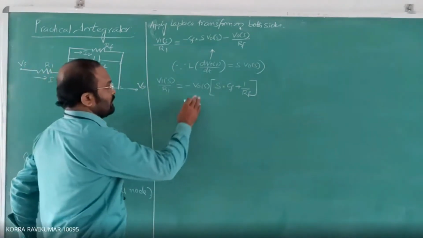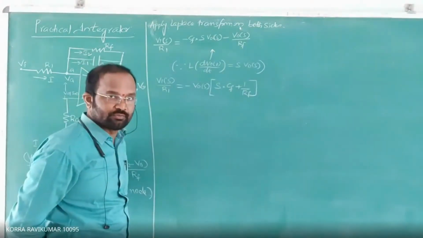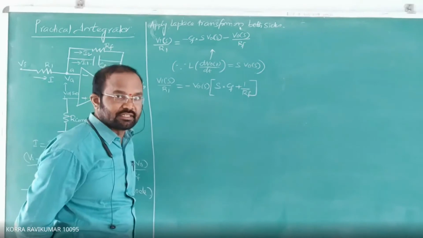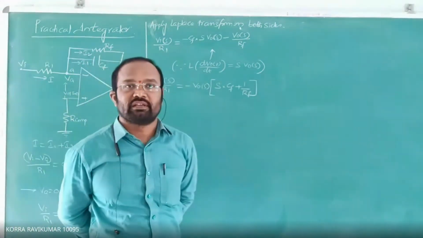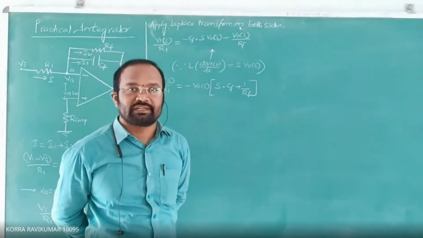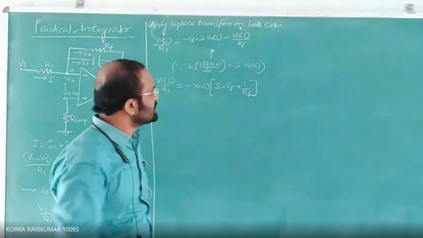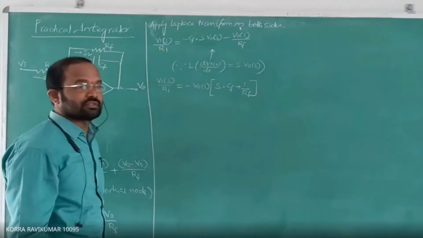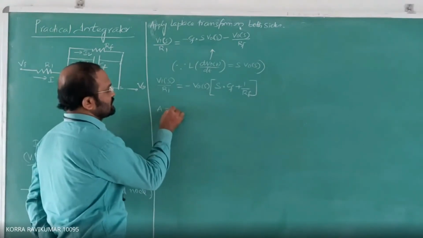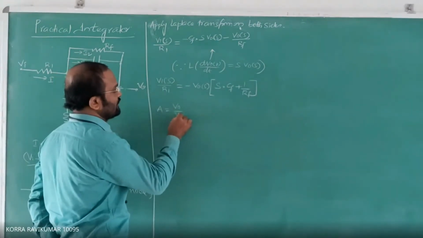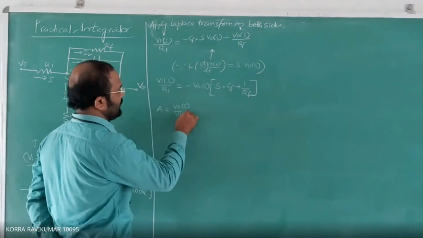Next, what we actually want here is to analyze the frequency response of the integrator circuit. To analyze the frequency response, we need the gain, because the response is always gain versus frequency. First calculate the gain of this circuit. Gain is equal to V0 by Vin, that is a well-known equation, so that is V0(s) by Vi(s).